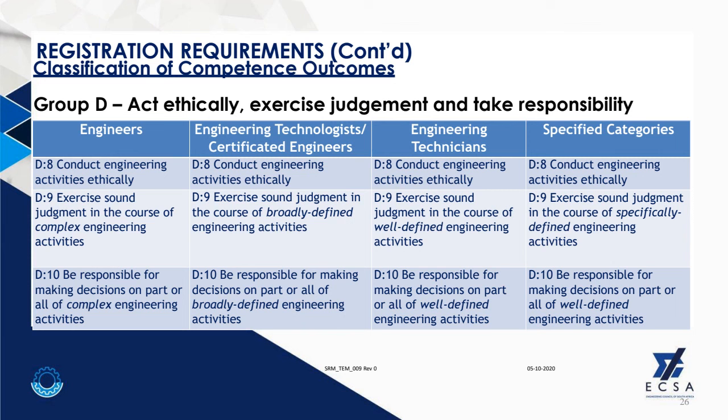Then we move to Group D, which has 3 outcomes. Group D is about acting ethically, exercising judgment, and taking responsibility. Outcome 8, because it's coming from Group D, is 8, 9, and 10: conducting engineering activities ethically.